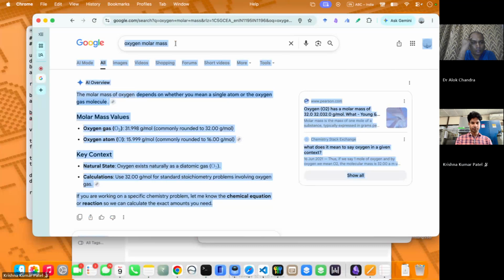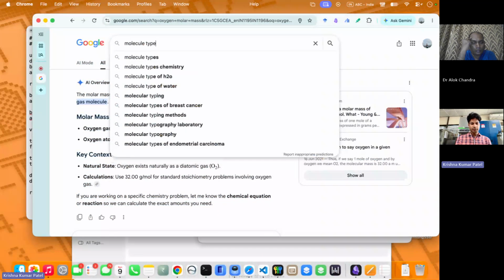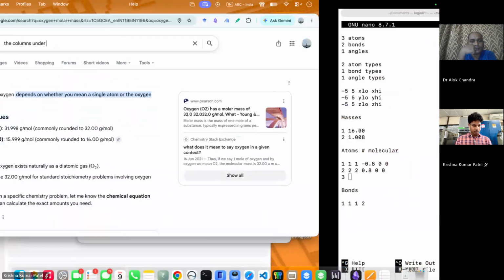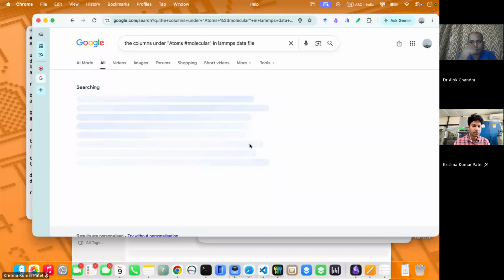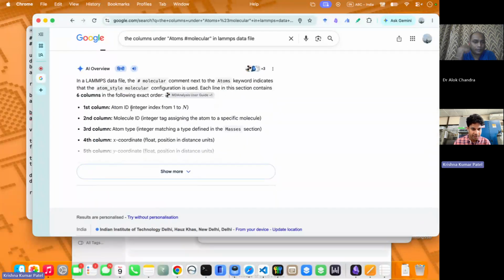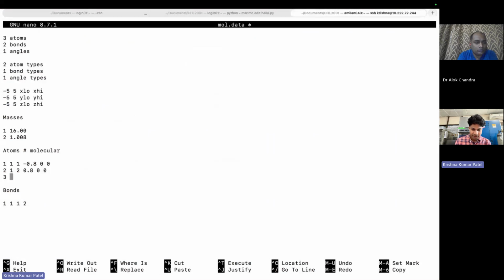Atom, molecule, type. The columns under atoms, molecular, in the LAMMPS data file: the first column is atom ID, the second column is molecule ID. If it's a molecule ID, then it's just a single molecule that we are modeling, right? So we can just say 1. This is our first molecule.